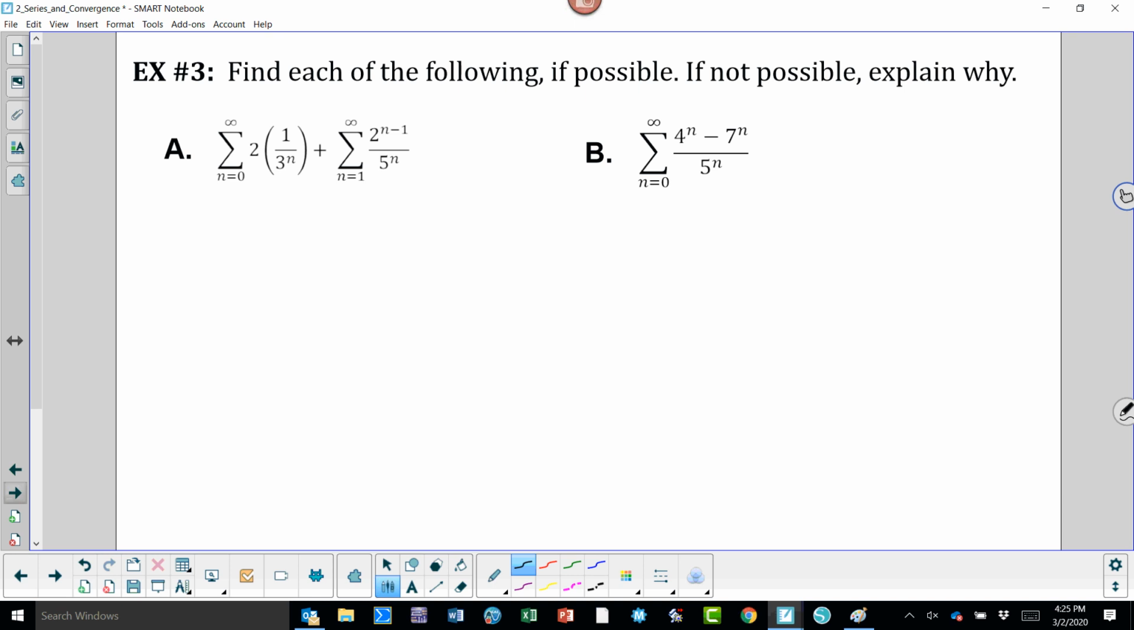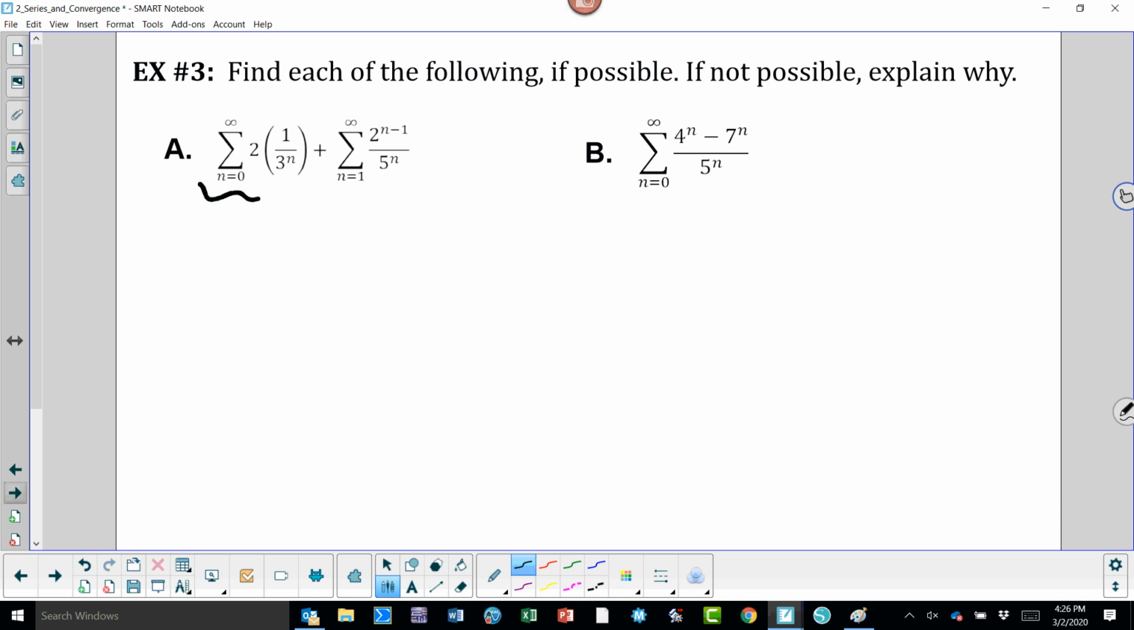Okay, so let's find each of the following sums. If it's not possible, then we need to explain why. So we can find the sum if it converges, but if it doesn't converge, then there won't be a sum because that means it just keeps getting bigger. So what we need to do is determine what kind of series we have. Well, the only thing we've worked with so far is geometric.